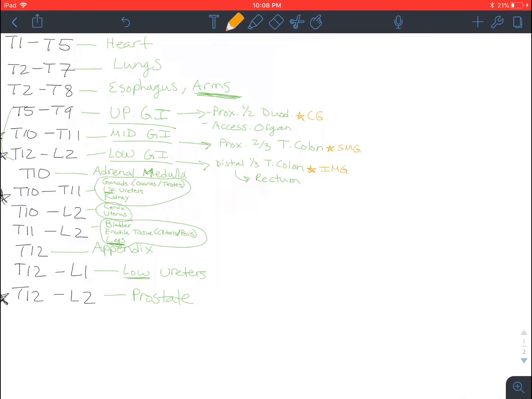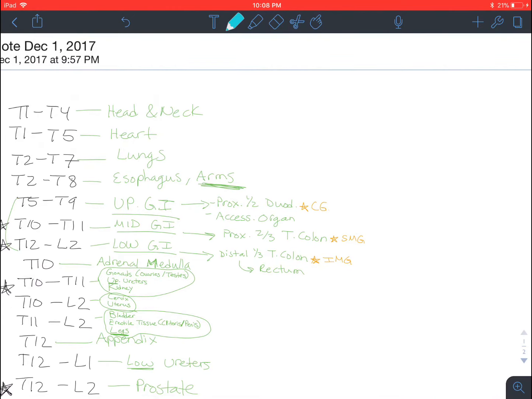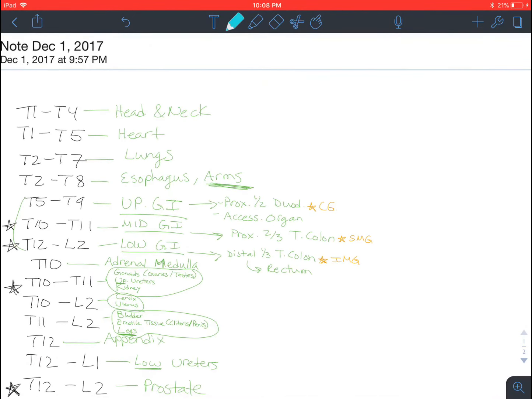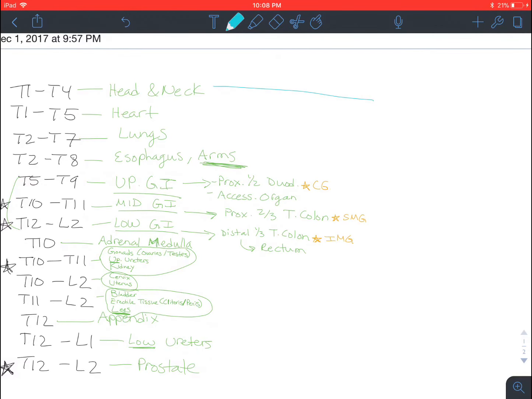Okay, so the last part here is putting in the parasympathetic innervation. So that's going to be the vagus and the pelvic splanchnic nerve. So what color should I use here? We use blue for vagus. So one thing is, since the vagus nerve is up at the top of the body, I think it makes a lot of sense on why the top parts of the body are going to be innervated by the vagus. So head and neck all the way down to the mid-GI will all be vagus.